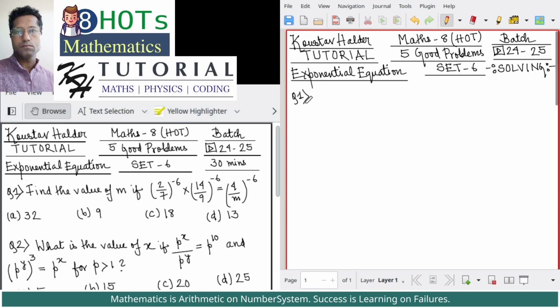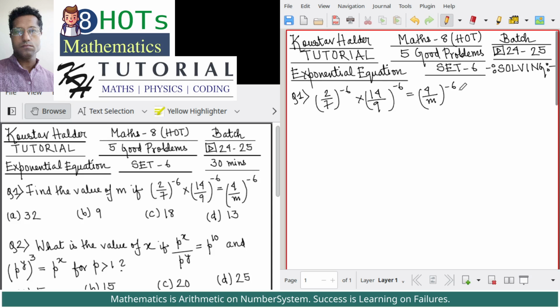Question number 1. Okay, so the equation is (2/7) whole raised to the power minus 6 multiplied by (14/9) whole raised to the power minus 6 is equal to (4/m) whole raised to the power minus 6.